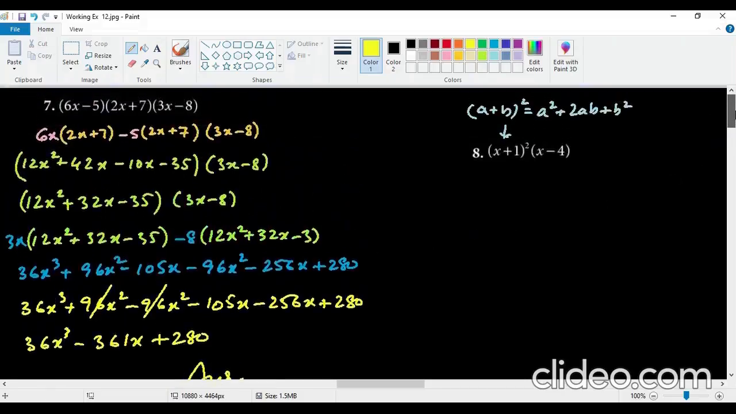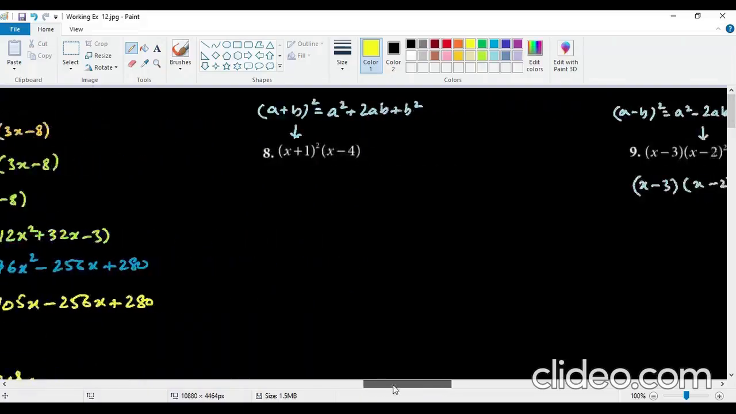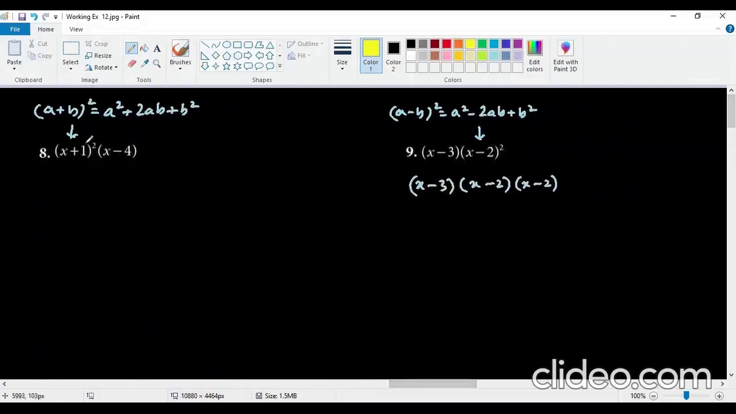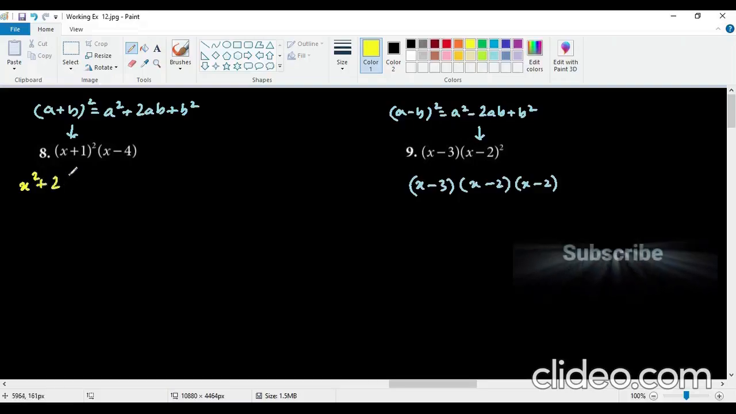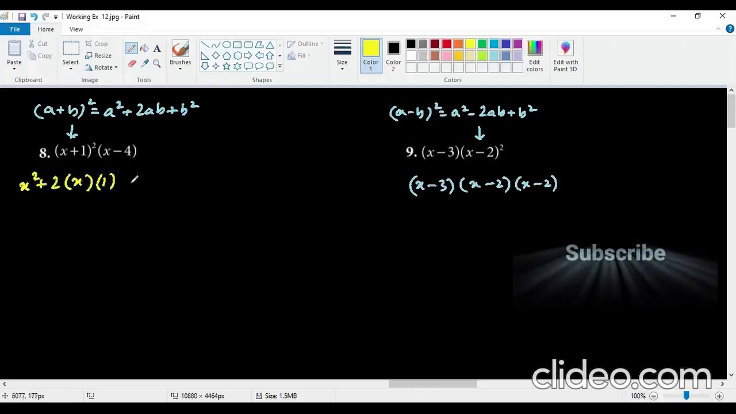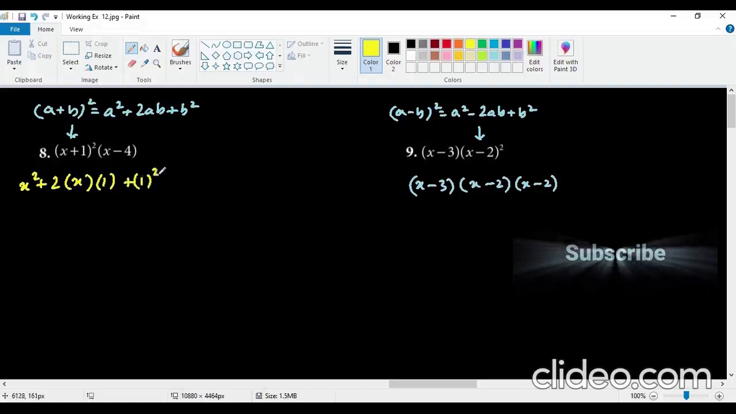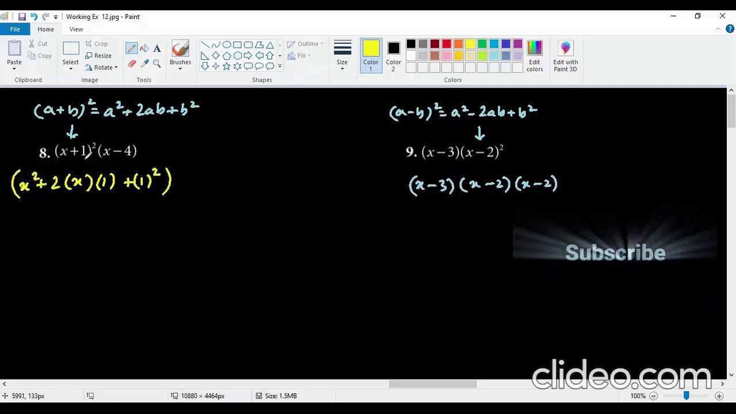Moving on to the next question, which is question number 8. The first bracket is going to give me the (a + b)² formula, which is a² + 2ab + b². So I will write this as a² + 2ab + b². This is the answer for the first bracket, and it is going to be multiplied by x − 4.